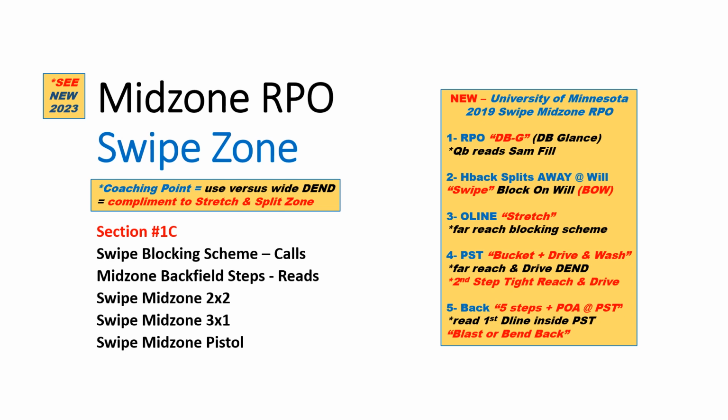Last, the back takes 5 steps just like we do with our stretch, but his point of attack now is at the play side tackle's inside leg, and he's going to read the first defensive lineman inside the play side tackle. This is more of a downhill play where we want to blast it if we have the lane, and if that D lineman steps in the lane off tackle, now we're going to bend back. Let's take a look.